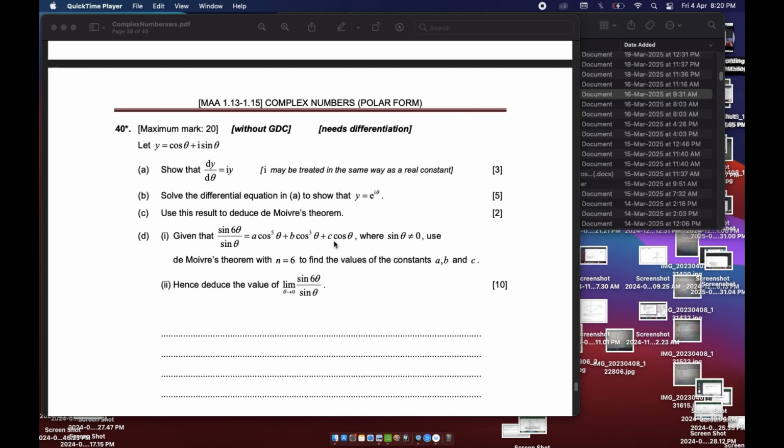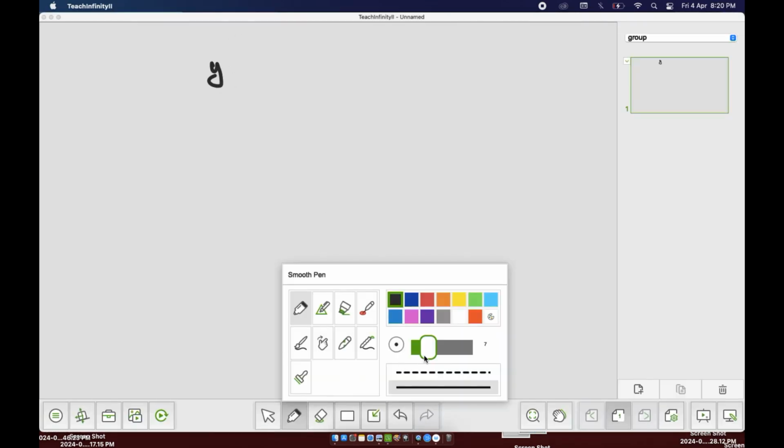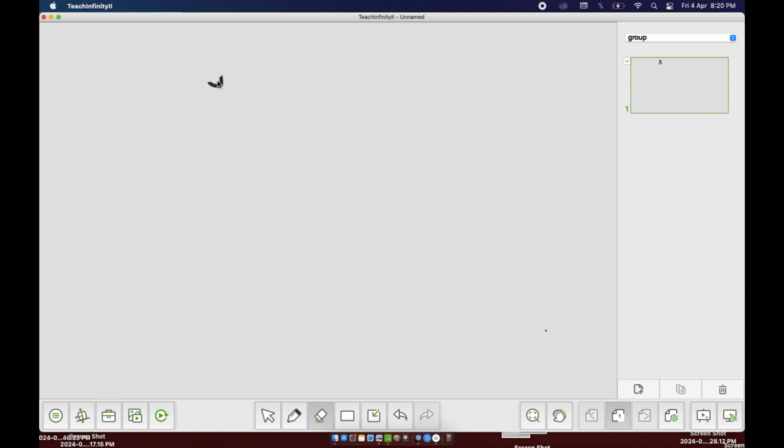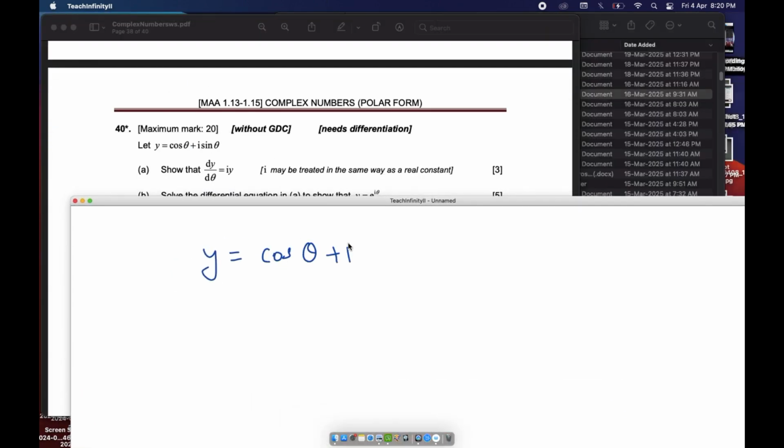So if we differentiate this, first let's write that y is equal to cos theta plus i sin theta. If we differentiate this with respect to theta, we get negative sin theta, right? And of course this becomes plus i cos theta. i is taken as a constant, so differentiation of that is just taken away. It's just differentiation of sin theta that becomes cos theta, right?